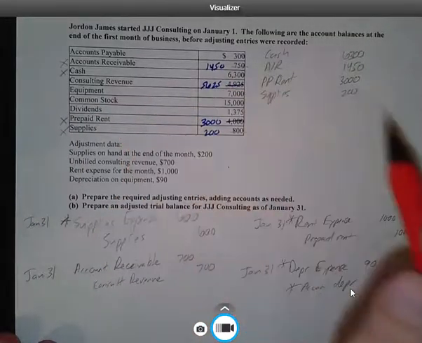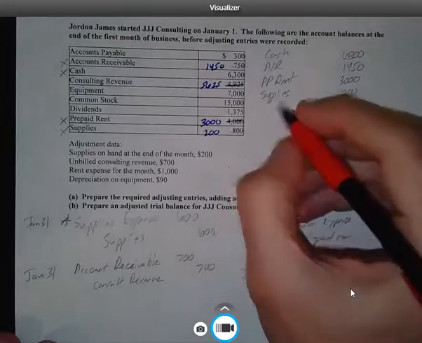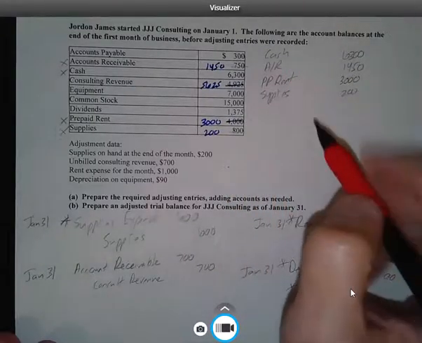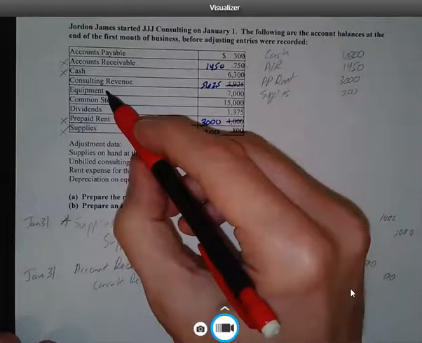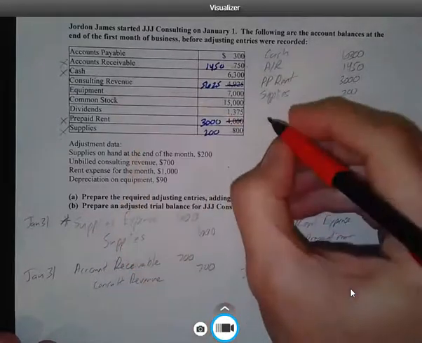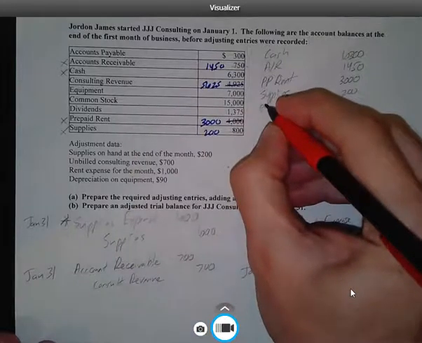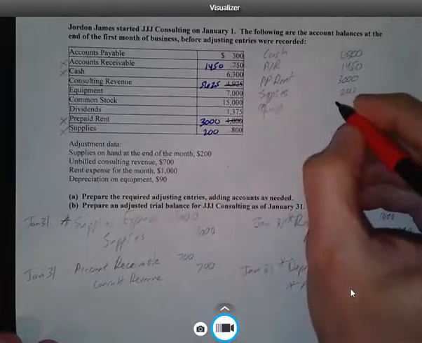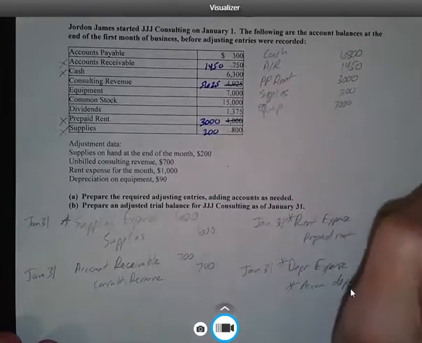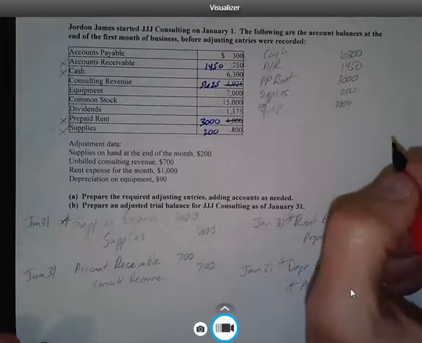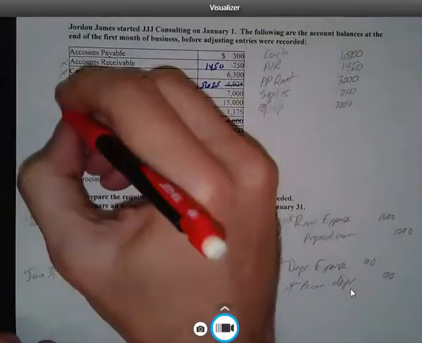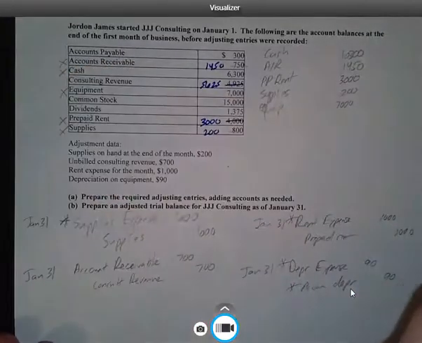We've got equipment. Okay, so these 4 items are our 4 current assets. Then we would have equipment. And then how much is that? 7,000. Okay. All right. So let's see here. Where is that? Put an X by that.